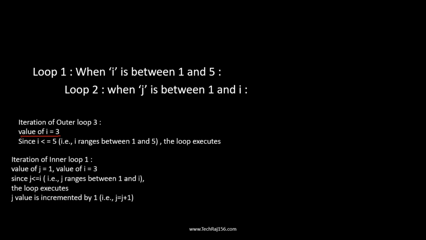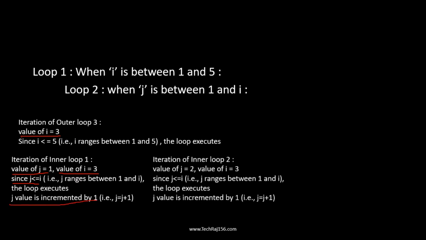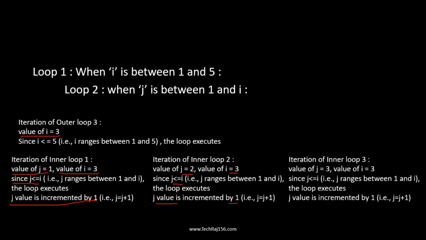And the inner loop is going to start from the start, and the value of j is 1 again, and the value of i is 3 as we saw here. Since j less than or equal to i is true, the loop executes, and at the end the value of j is incremented by 1. In the second iteration of the inner loop, the value of j is 2 and the value of i is 3, and this condition is once again satisfied, so the loop executes, and finally the value of j is incremented by 1. And now goes the third iteration of the loop.